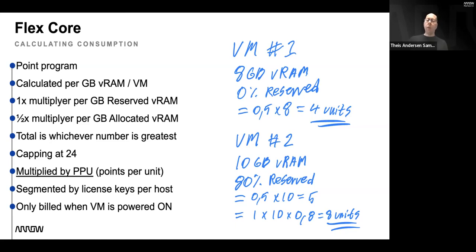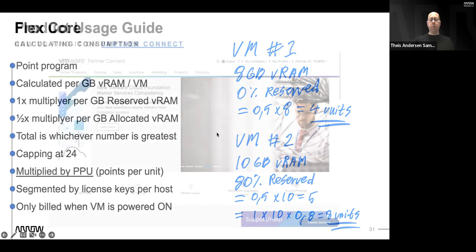For VM2, we have 10 GB, 80% is reserved. We do 2 calculations. A half times 10 is 5, and we do for the reserve 1 times 10 times 0.8 because it's 80%. Then we get 8 as the bigger number, and it's still below 24. So 8 times the PPU, and then we would have the total points. And again, points will be converted into a monetary value. So this is how the calculation is done.